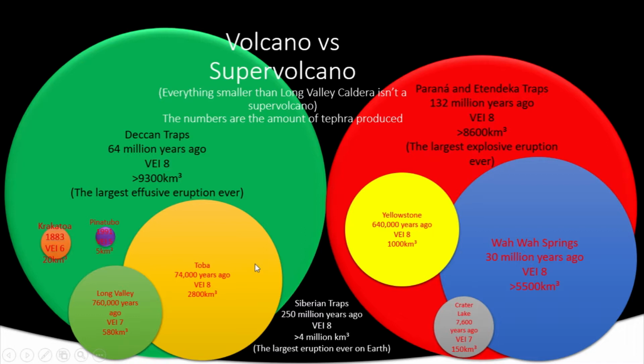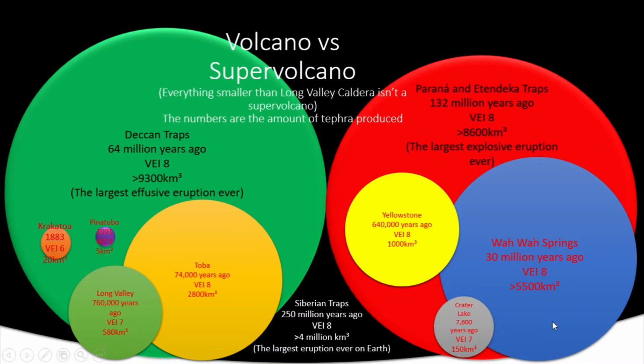Then you have Toba, 74,000 years ago, VEI 8, 2,800 cubic kilometers. Almost 3 times as much as Yellowstone. According to evidence recorded from the following tsunamis and earthquakes produced, the population of Homo sapiens was driven down to 10,000 individuals globally. That's right, Toba almost wiped us out.